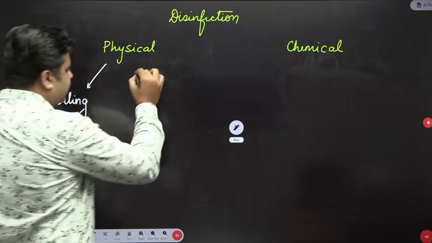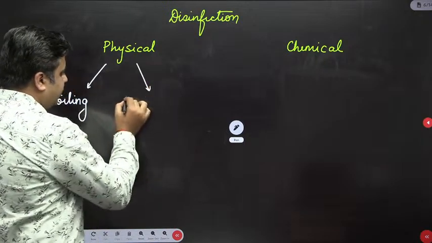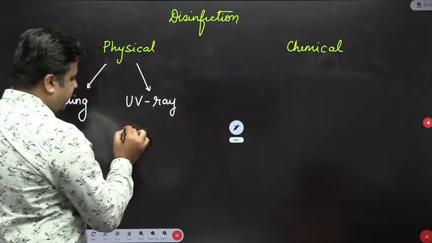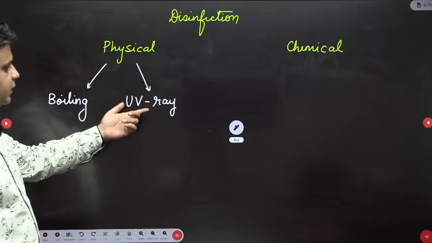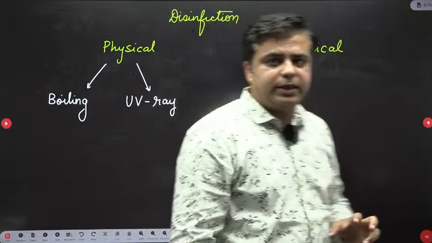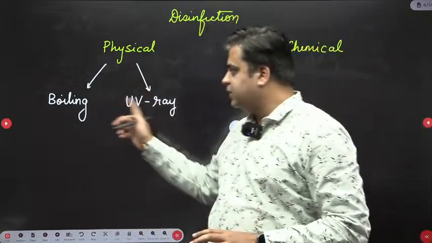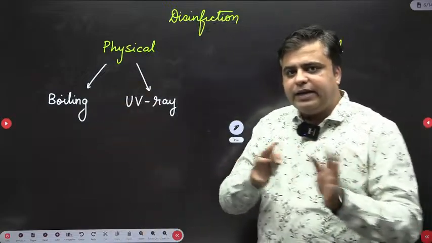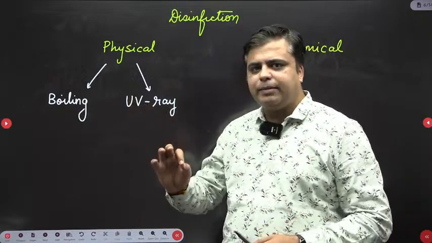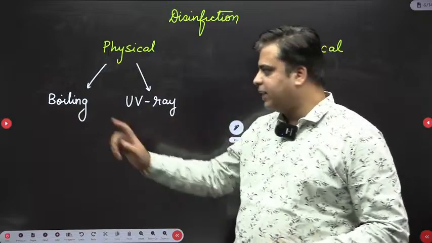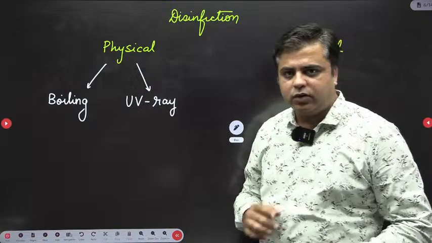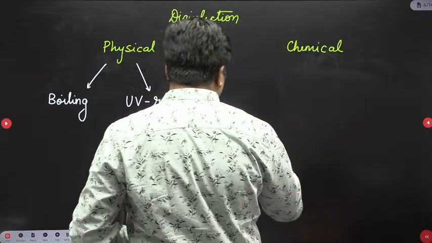The second physical method of disinfection is UV ray treatment. Now, in both of these physical methods, we are not chemically treating the water, as simple as that. We are simply killing the microorganisms physically, either by boiling them or by making them come in contact with the UV rays. Okay. Then we have the chemical method of disinfection.